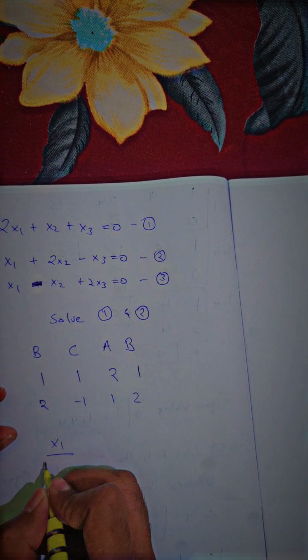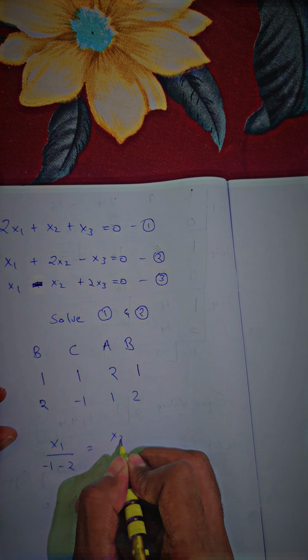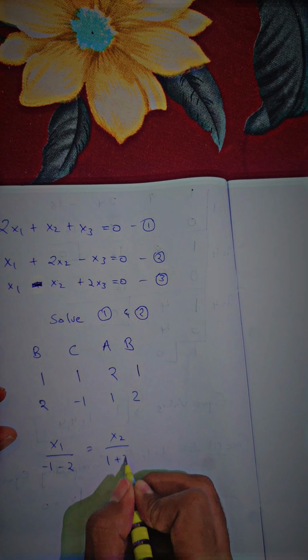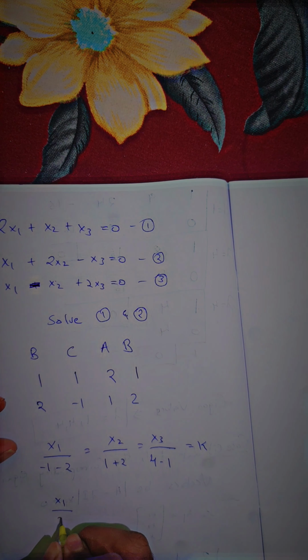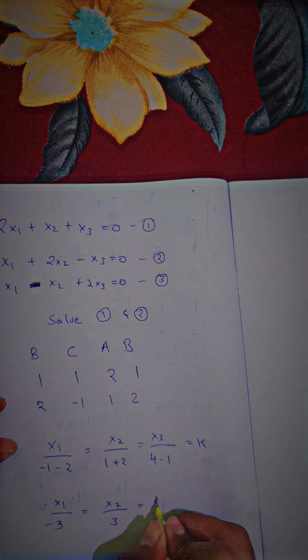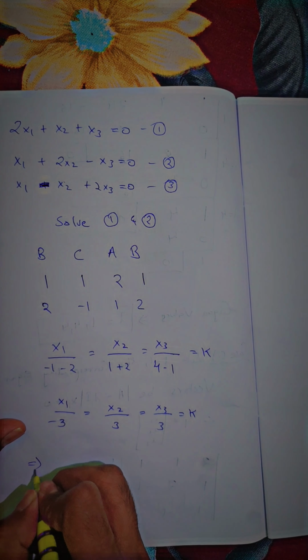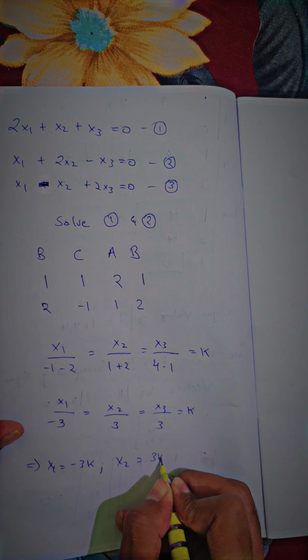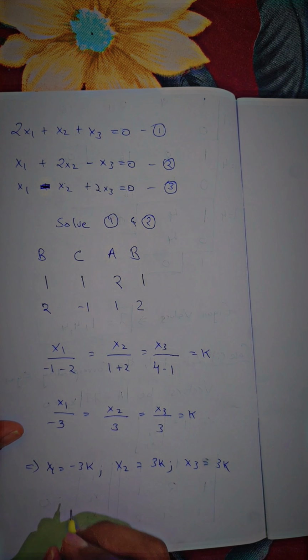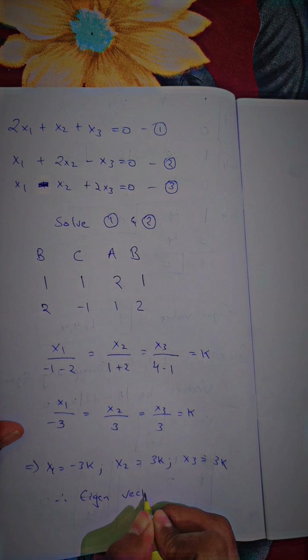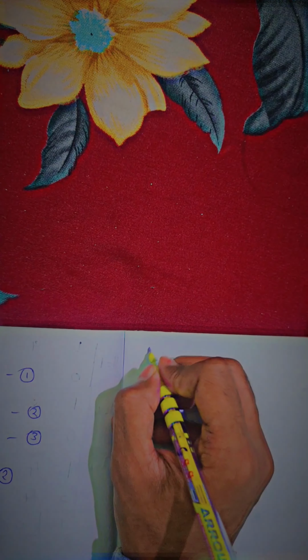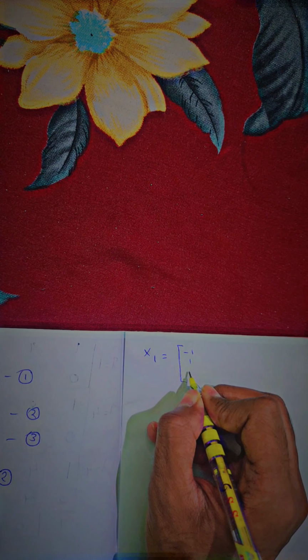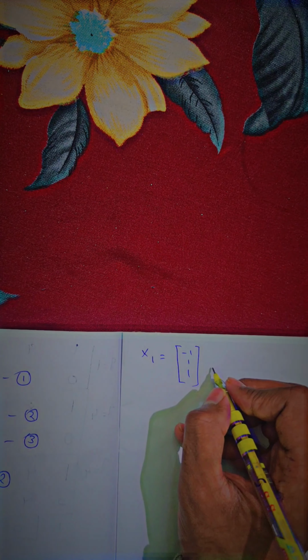So x1 is equal to, cross multiply: minus 1 minus 2 is equal to x2, 1 plus 2 is equal to x3, 4 minus 1 is equal to k. x1 by minus 3 is equal to x2 by 3 is equal to x3 by 3 is equal to k. Therefore x1 is equal to minus 3k, x2 is equal to 3k, x3 is equal to 3k. Eigenvector x1 is equal to minus 3, 3, 3 times k. So x1 is equal to, taking 3 common outside, 1 minus 1 1 and 1. This is the eigenvector. Now we need to find the eigenvectors for the other eigenvalue.